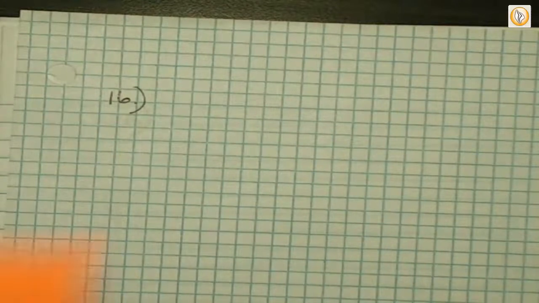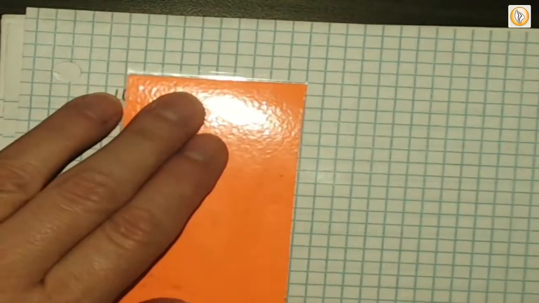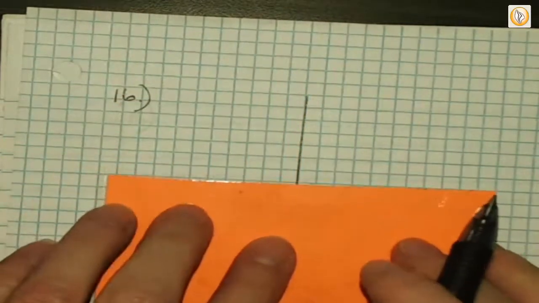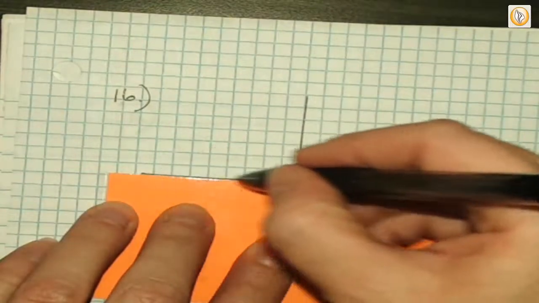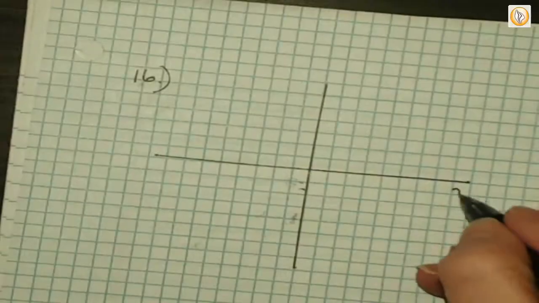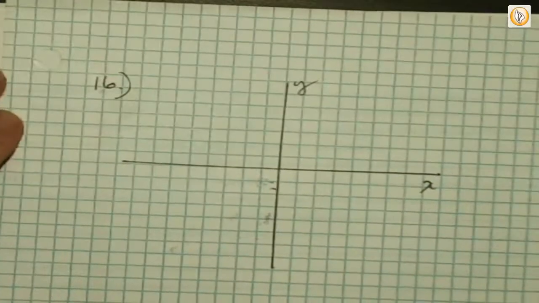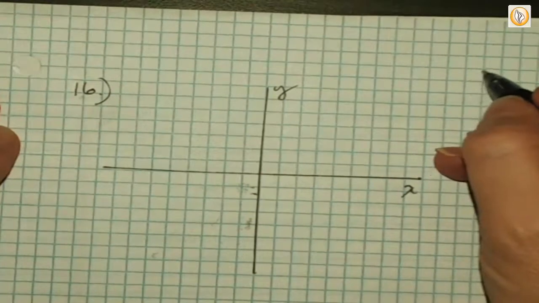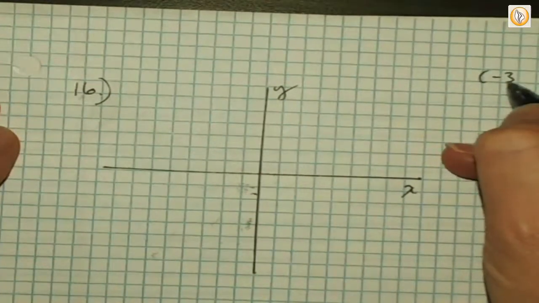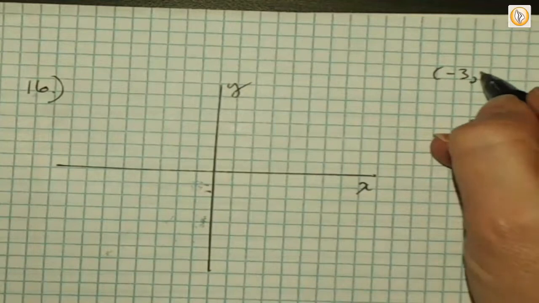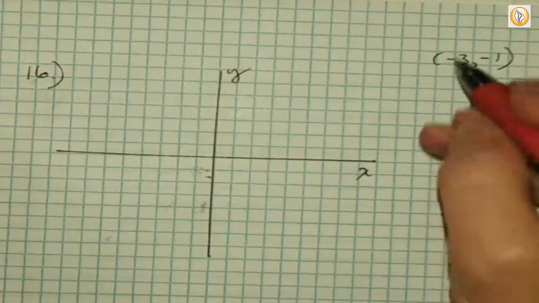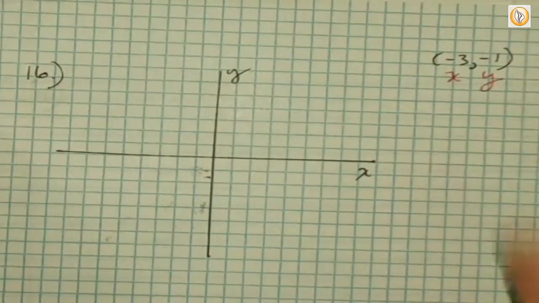For 16, you're going to draw your Cartesian plane. You can just draw it nice and neat in your notes. This is your X and this is your Y. It says to graph each of those. The first one they want you to graph is -3 and -1. Those of you that are struggling need to watch. Here's your X, here's your Y.